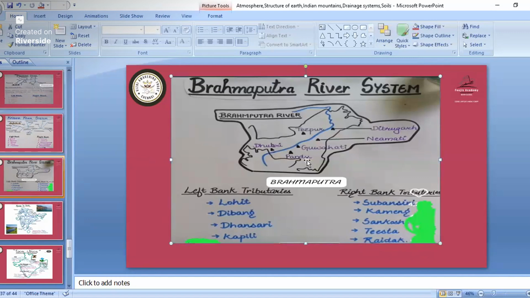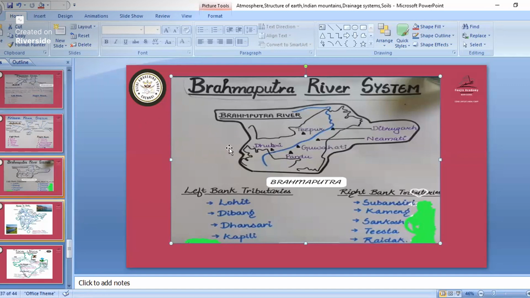See, in Brahmaputra river system, we have right bank tributary as Subansiri. That is Subansiri, it is in Arunachal Pradesh and Assam. Kameng, Sankosh, Tista, Raidak. And left bank tributaries are Lohit, Dibang, Dhansiri. So you must also know about Brahmaputra river system. Just go through all river systems and their tributaries. Important are Ganga, Brahmaputra, Indus, and Krishna. And if also possible, see about the Godavari.